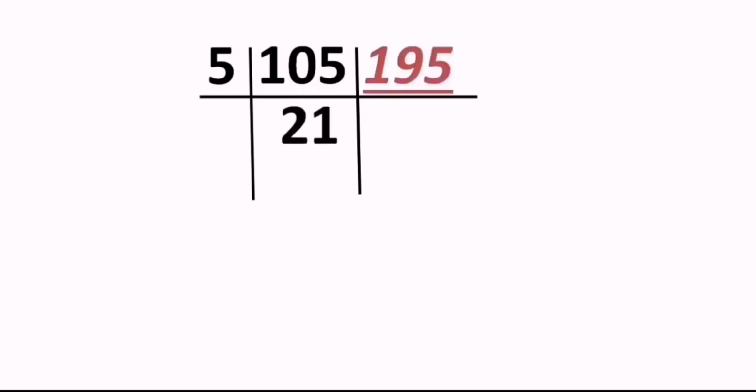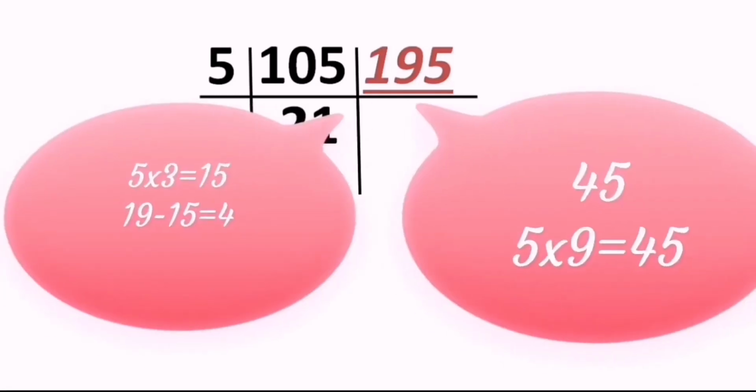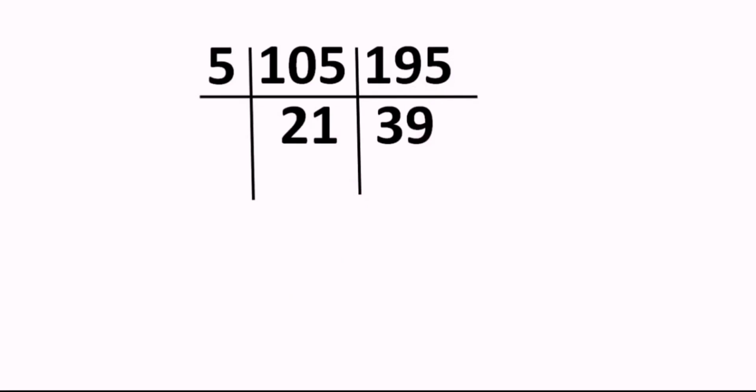And the other number, that is 195. When divided by 5, we get 5 3s are 15. That makes 4 as a remainder, and that makes the number 45, and 5 9s are 45. So our answer will be 39, right? Now think, 21 and 39 should be divisible by the same number, and preferably a prime number, right? So which is the number that comes to your mind? Any idea? Any idea? Think.